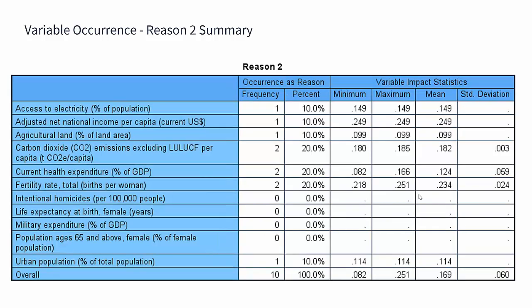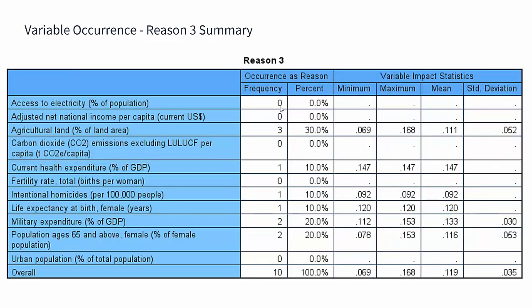For reason 2, we can see how often things occur, like fertility rate occurs twice in reason 2, urban population occurs once, access to electricity does occur once in reason 2, net income per capita occurs once, and agricultural land occurs once in reason 2. Of course, we know that's related to Singapore. And then reason 3, it simply tells us how often each of these variables occur. Again, in reason 3, agricultural land actually occurs 3 times, health expenditure occurs once, military expenditure occurs twice, and population ages 65 and over for the female population occurs twice.